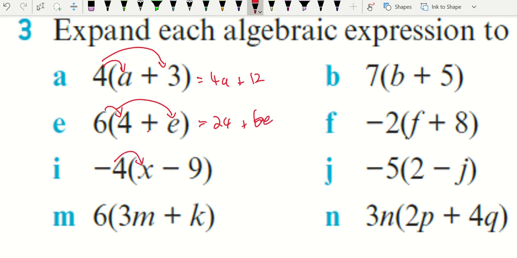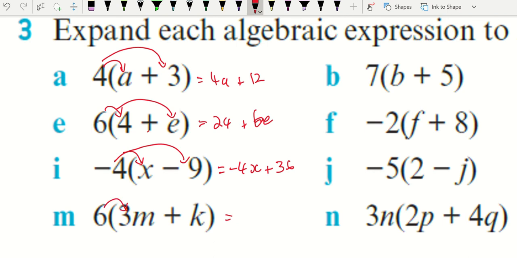Let's have a look at this one. Negative 4 times x equals negative 4x. And then I've got a negative 4 times a negative 9. A negative times a negative is a positive. And 4 times 9 is 36. Let's look at this one.